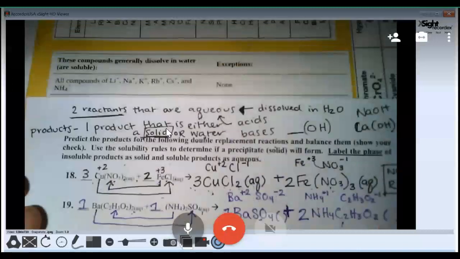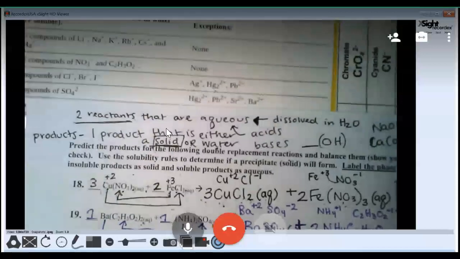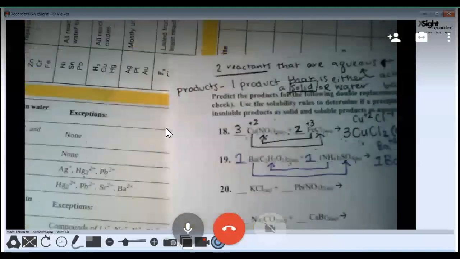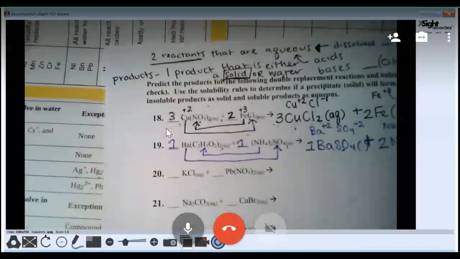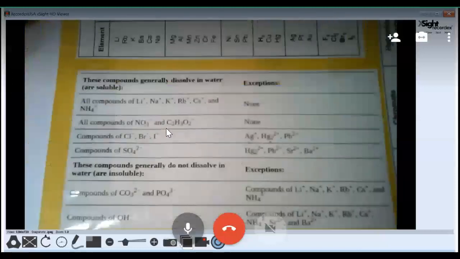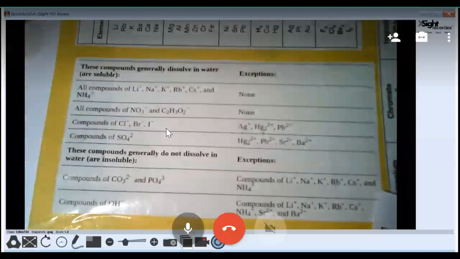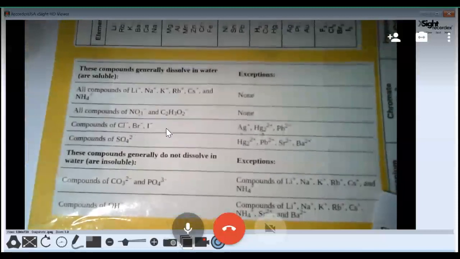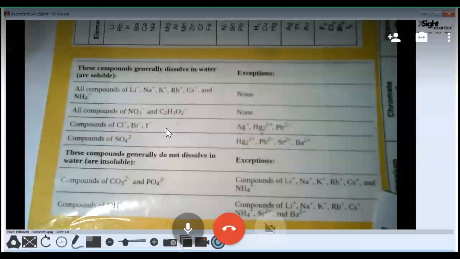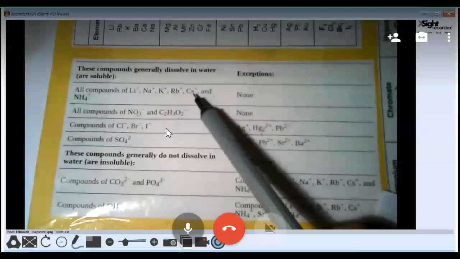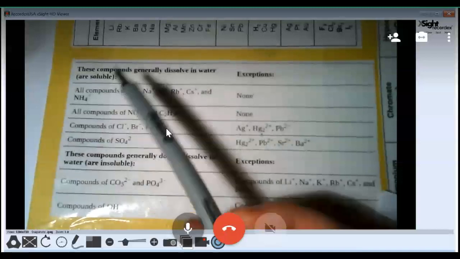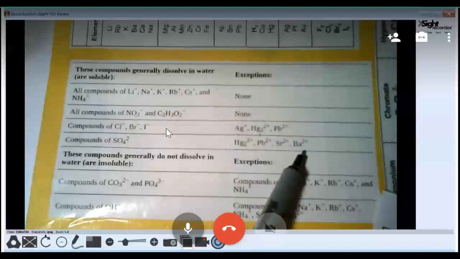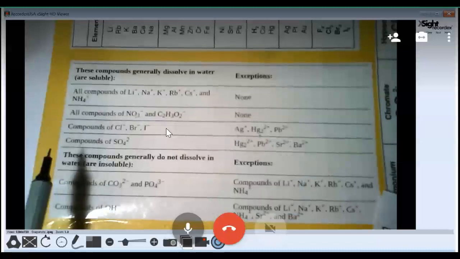Okay, so let's see. Running out of room here. We have barium sulfate, BaSO4. So we're looking for a rule that either includes Ba or SO4. What rule is the first rule to include one of those things? Yeah, okay, so it says compounds of SO4 generally dissolve, but there are some exceptions, and barium is an exception to that rule. So barium bonded to SO4, that's not going to dissolve.